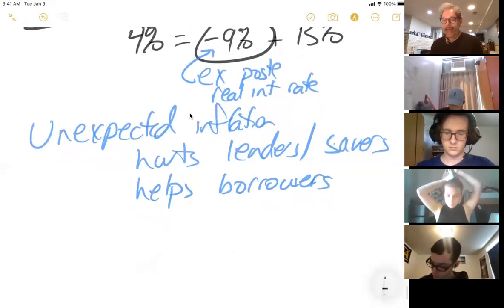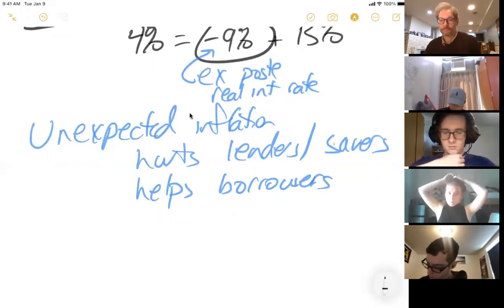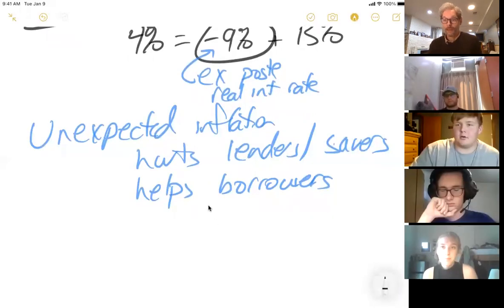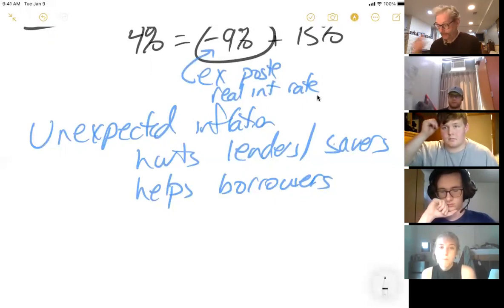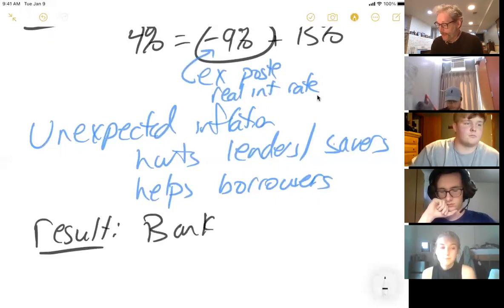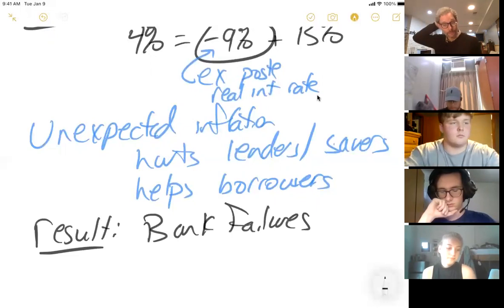And the reason is, what happens when something hurts lenders? Anybody familiar with the history of the financial system in the US in the 1980s? What ended up happening to the US financial system in the 1980s? Don't they shut down? Exactly. You can have bank failures. And the result of this is that there were a lot of bank failures. Banks lost so much money that they essentially went out of business.